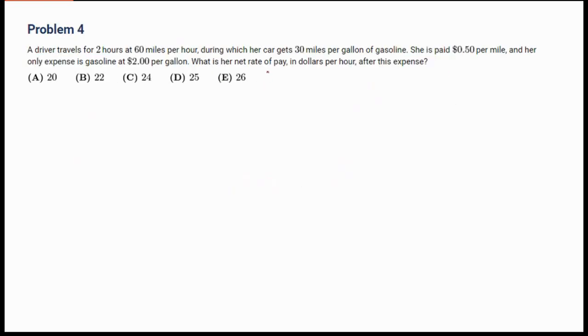Problem 4. A driver travels for 2 hours at 60 miles per hour, during which her car gets 30 miles per gallon of gasoline. She is paid 50 cents per mile, and her only expense is gasoline at $2 per gallon. What is her net rate of pay in dollars per hour after this expense? What we want to do is figure out how much money the driver makes and how much money the driver spends. Notice how the problem asks for her net rate of pay in 1 hour, so the fact that she travels for 2 hours is a red herring, which means we do not need to consider it.